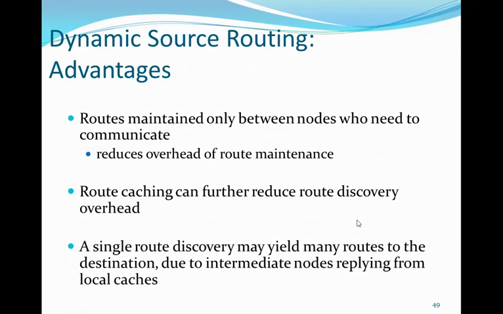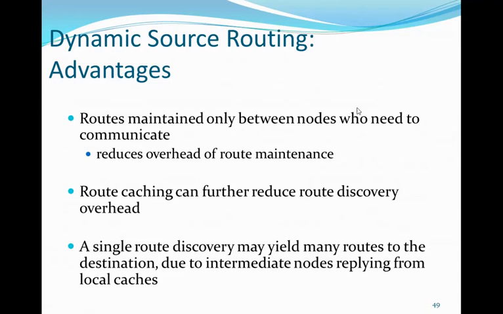Here are some advantages of this DSR protocol. The first one is that it maintains routes only between nodes that need to communicate. So routes are established and maintained only in that particular area, on those specific nodes which are involved in that communication process. All the other nodes which are not in the communication are not part of that process, and they will not store the list of nodes or the route information. So it reduces the overall overhead inside the network, as well as the route maintenance.